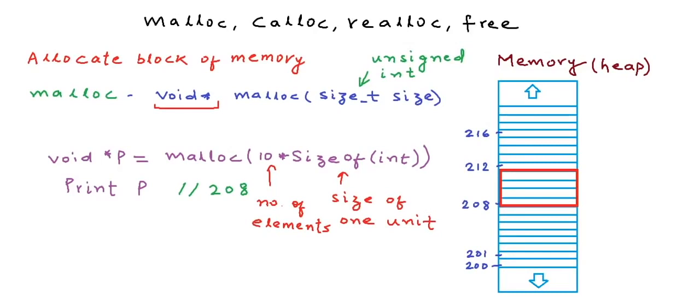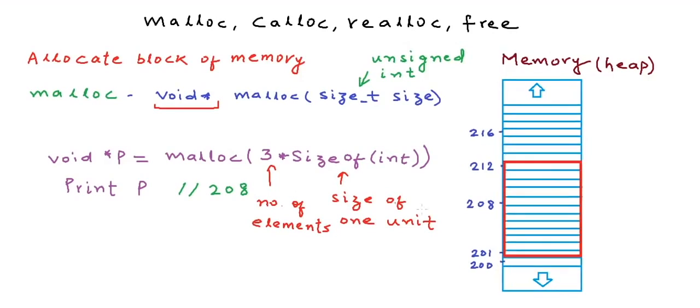Let's say we want to have space for 3 integers. I have picked 3 so that I have enough space to allocate memory in the figure that I'm showing here. Let's say this block of 12 bytes is allocated because size of integer is 4 bytes typically. So this starting address would be 201.